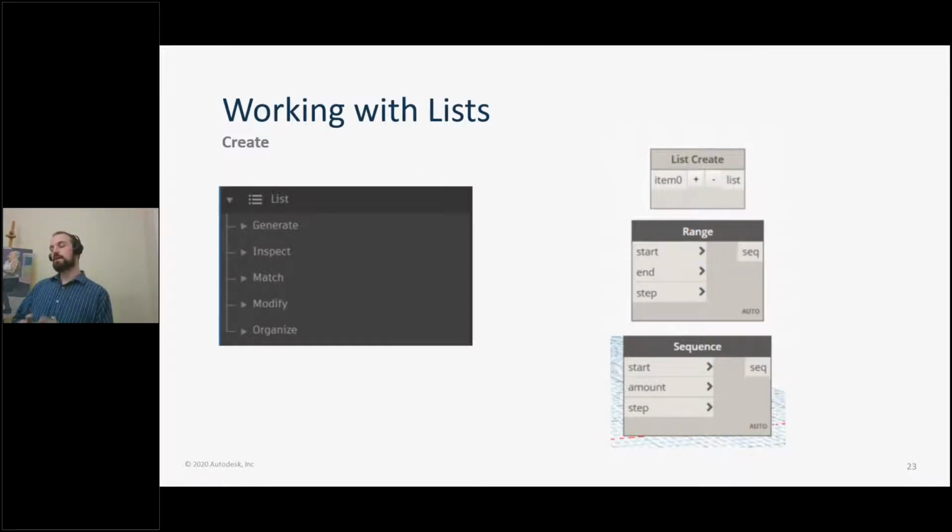Right? And that's going to allow you to quickly build series of numbers between those two, the range and the sequence, to allow you to explore larger collections of data and generate collections of data as well, which is really handy.